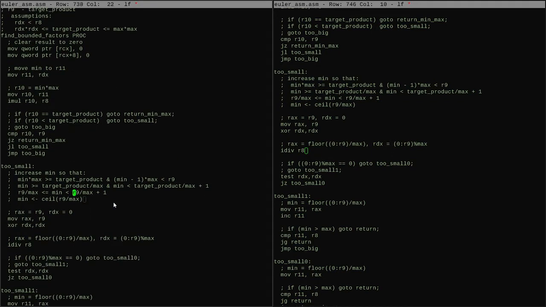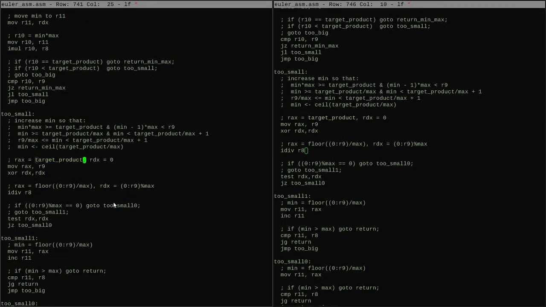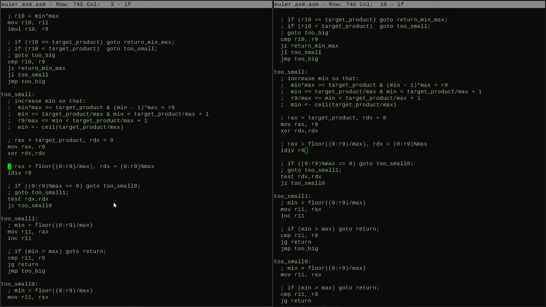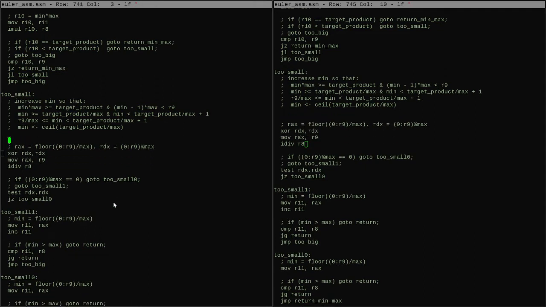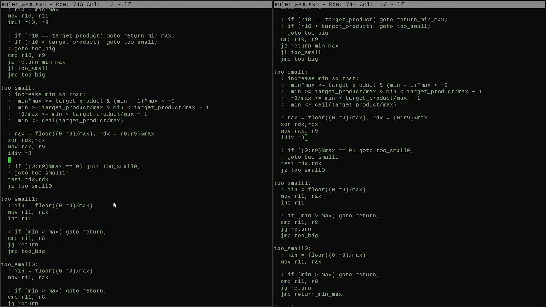Yeah. All right, a little bit at a time here. We're getting there. We're getting there. Let's just take that out of here and put this down here. That's better. Okay, we're gonna do Q, R equals, who are we dividing? I'm forgetting. Target product divided by max.